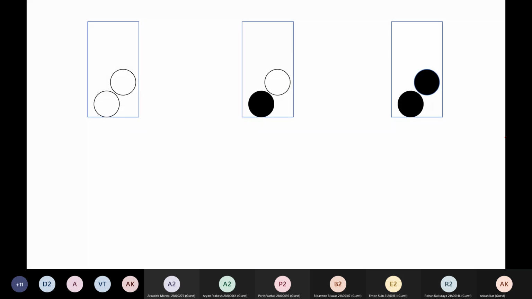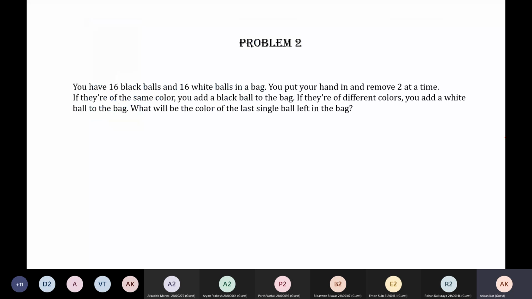Then the next step, tell me. The probability of the second ball being black, that we can pick a black ball in the second attempt. Wait, you are taking two balls. You are not taking one ball at a time. You are taking two balls at a time. Remove two at a time.